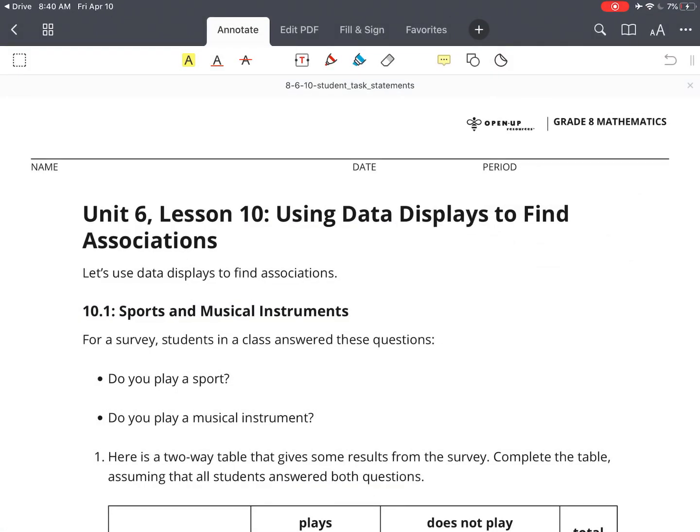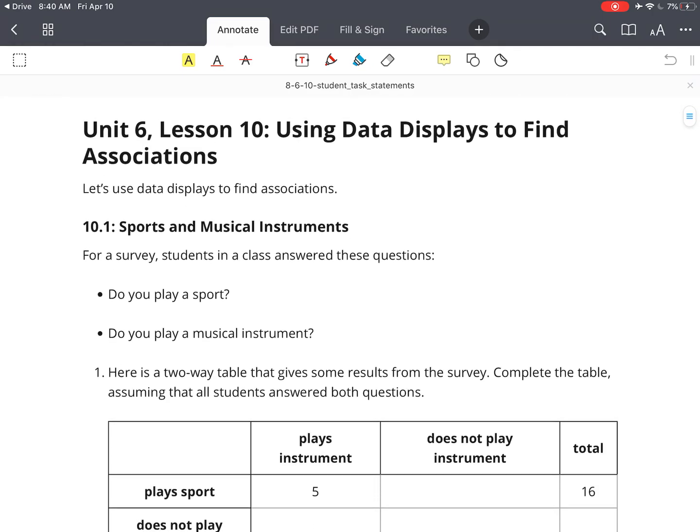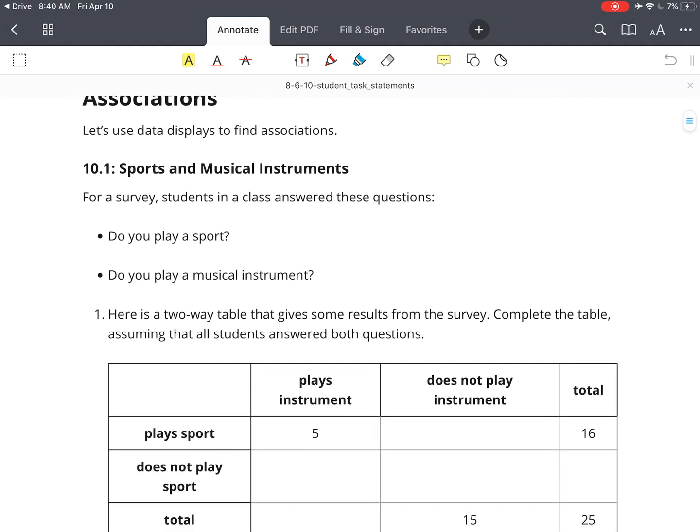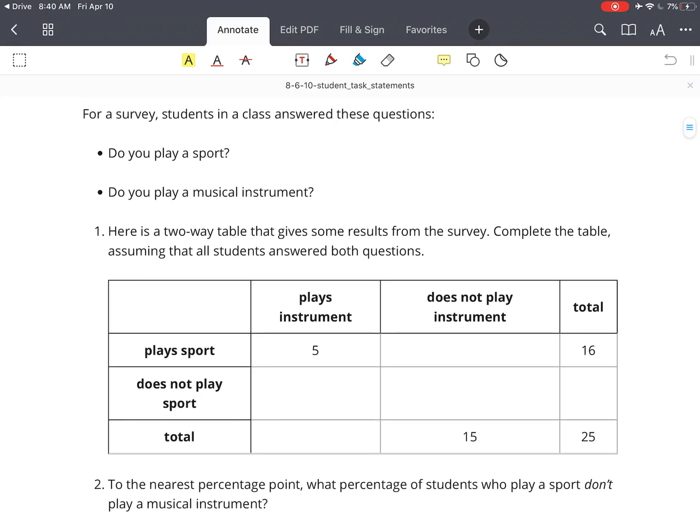It is 8:40 on Friday, so let's go ahead and get started with Unit 6, Lesson 10, using data displays to find associations. For a survey, students were asked, do you play a sport or do you play a musical instrument? This two-way table gives some results from the survey. Complete the table assuming that all students answered both questions.